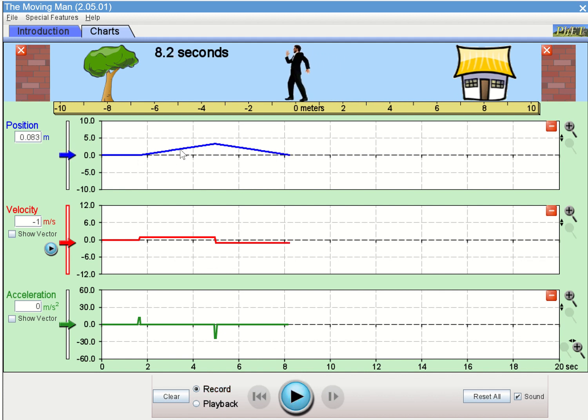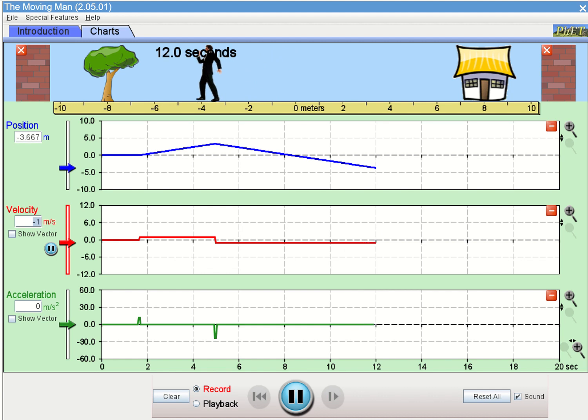So this inflection point is where you're changing direction. Here I'm moving away from the origin, so a positive slope. Here I'm moving back towards the origin. So I stopped it when he was at the origin, so that's why my position again is 0. If I let him keep going, he's going to be moving away from the origin, but in the negative direction. So my velocity is still negative.